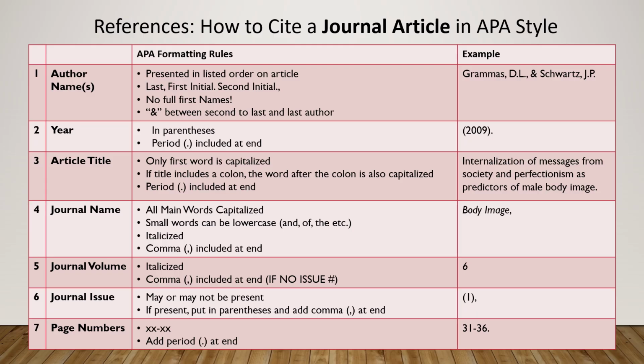After you have the authors in the order that they were in the article, making sure there are no full first names, you're going to put the year, and this is in parentheses, similar to how you'll see in the in-text citation. It's then followed by a period. Why? I don't know. There's a period at the end. Do it. Then you have the article title.